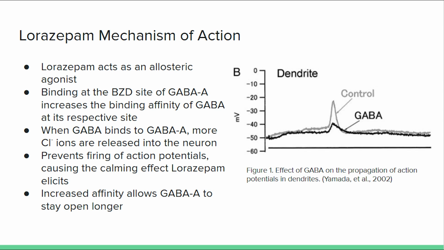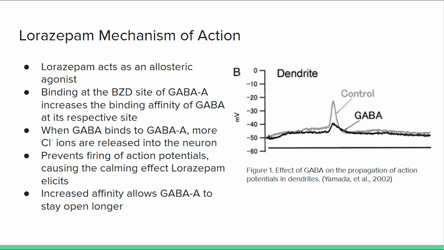As I stated earlier, lorazepam is a positive allosteric modulator, meaning it acts as an allosteric agonist in this case. To be more specific, the mechanism of action of lorazepam is that when it's bound to the BZD binding site on GABA A, the binding affinity of GABA is increased. And so when GABA binds to its receptor, chloride ions are released into the cell, and this produces the sedative effect that BZDs are known for by hyperpolarizing the inside of the cell, which prevents the inside charge of the cell from reaching a state where an action potential can be fired.